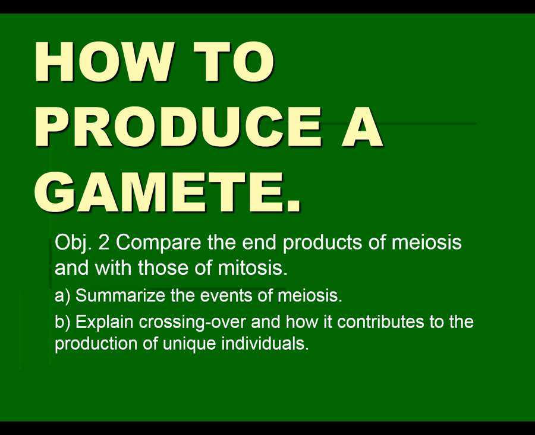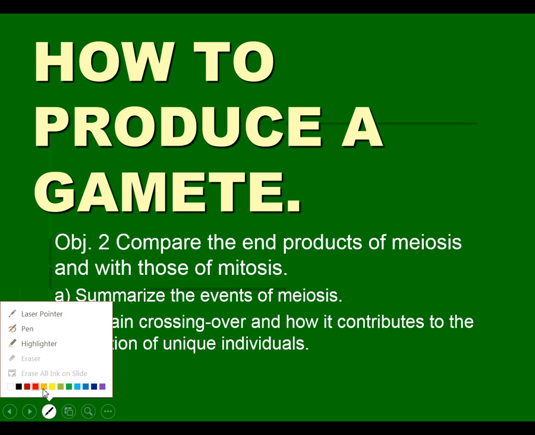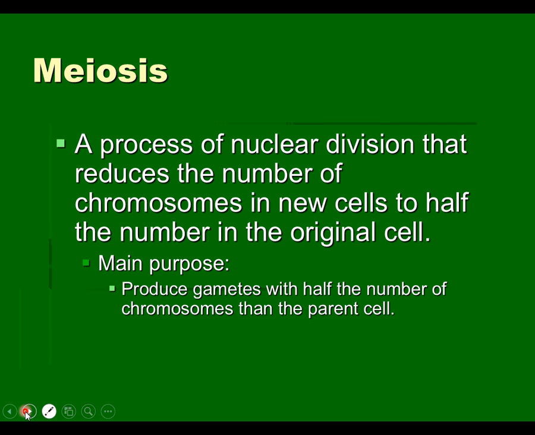Okay, so let's go ahead and get started. What we're going to be shooting for today is the basic idea of what is meiosis. So we'll start with meiosis. Remember, we talked about mitosis. Meiosis is simply the process of nuclear division that reduces the number of chromosomes in a new cell to half the number of the original cell.